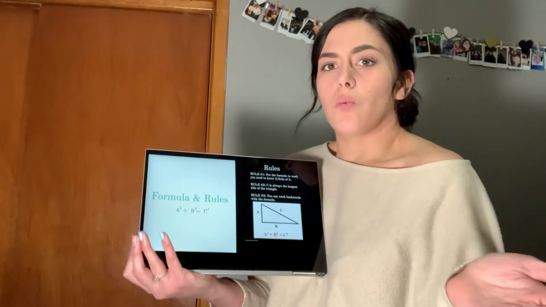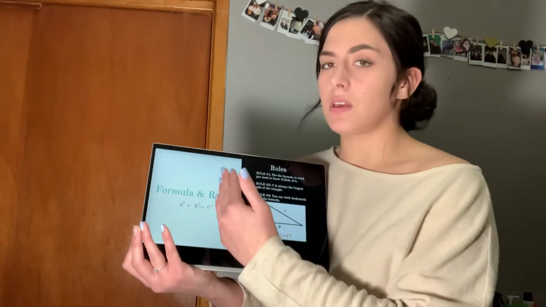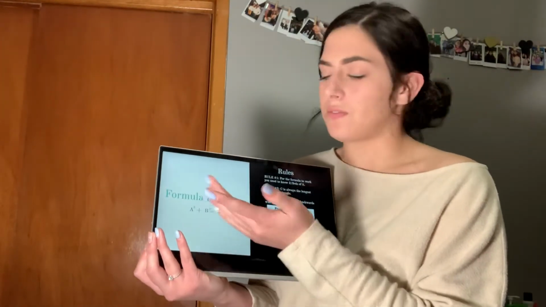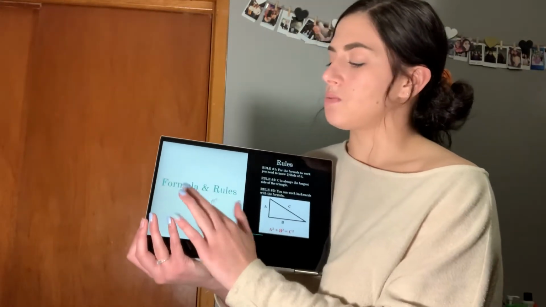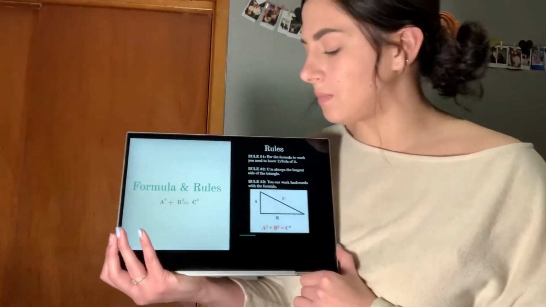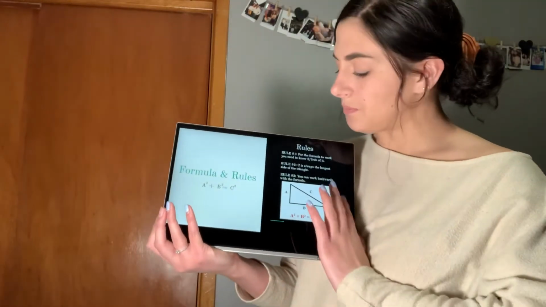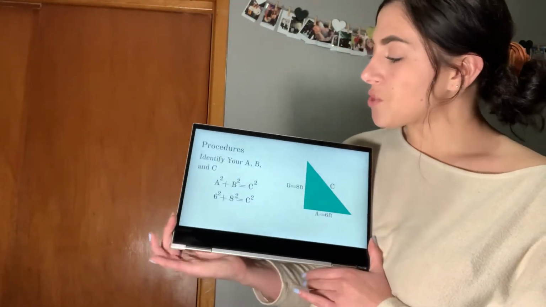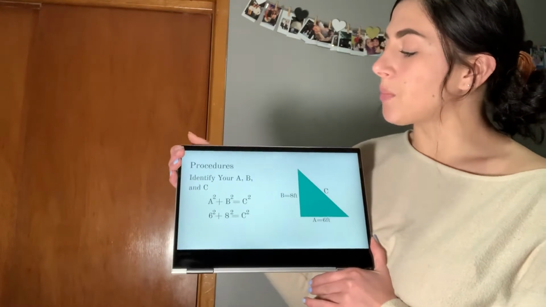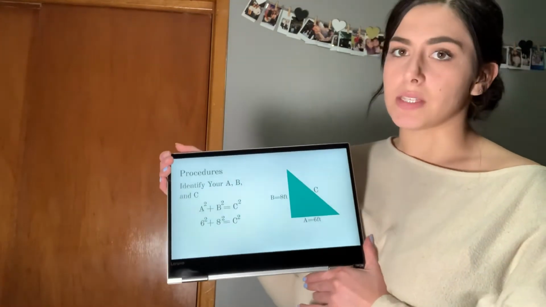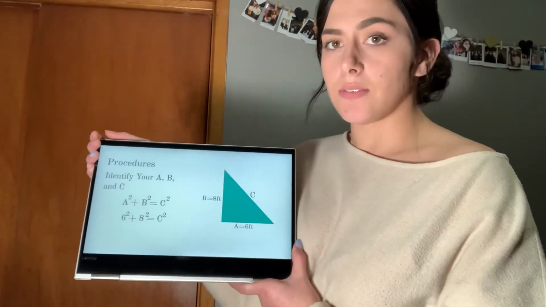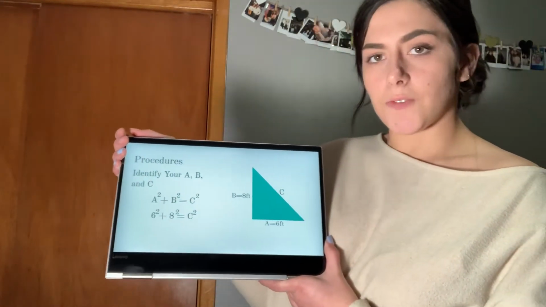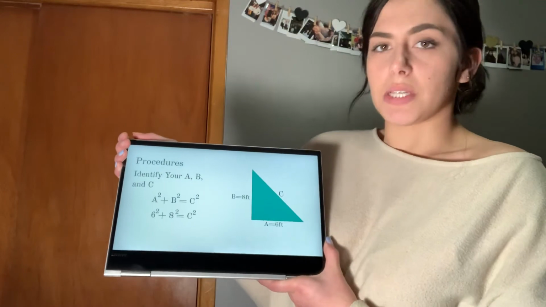Just whatever you're missing, you have to solve it as if it was missing, and you manipulate the numbers differently. So you subtract or you add differently, depending on what you're missing. So procedures would be, number 1 would be to identify your A, B, and C. So know what you're working with.